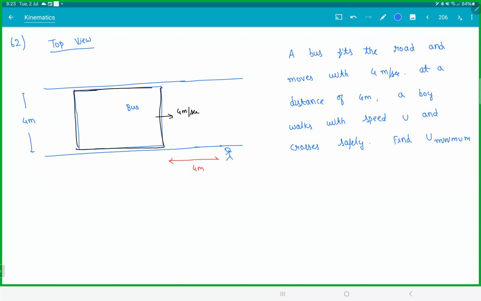Yeah. If you got 4 meter per second, congratulate yourself, you got a -1. Now let's see how to solve. Greater than 4 meter per second.